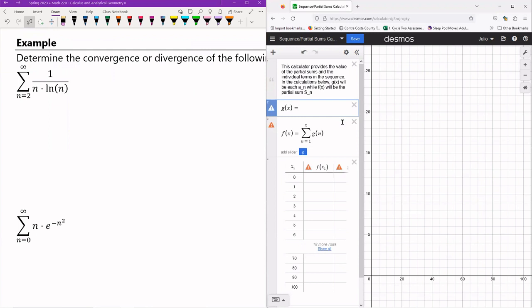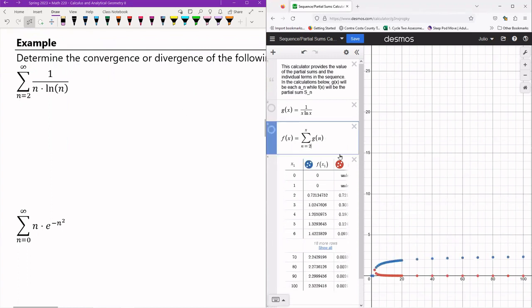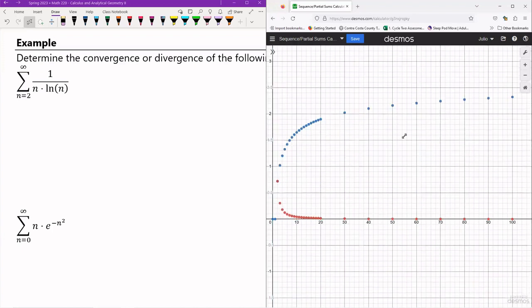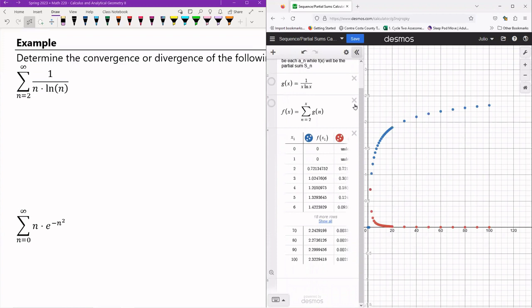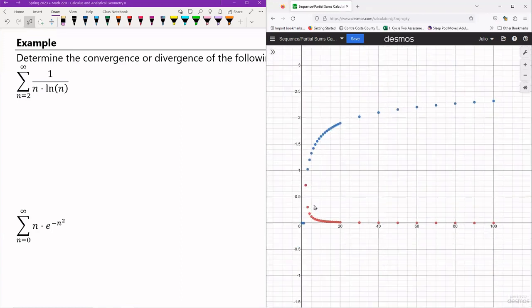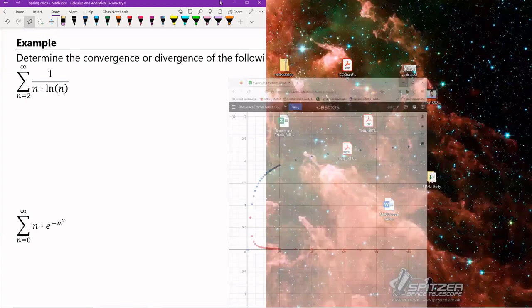That g of x is going to be 1 divided by x ln of x, right? There we are. And we need it at n equal 2, so let's go ahead and do 2 here so we don't get a bunch of undefineds. There we go. Let me expand this a little bit. Within the table itself, the table goes up to 100, but look at what's happening. It still keeps growing by a substantial amount, even at 70, 80, 90, 100, right? Just by looking at the graph and comparing to what we have, this looks like it might diverge. So let's keep that in the back of our heads, and let's run with this.